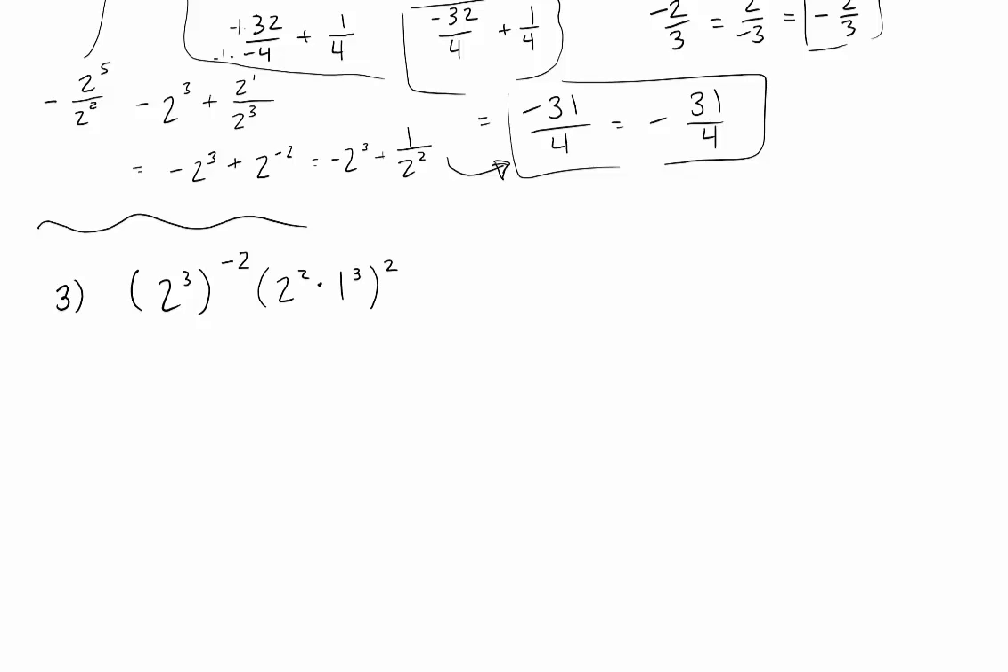All right, so order of operations, we're going to work on our parentheses first. So inside my first set of parentheses I have, well, 2 cubed is just 8, and that's to the negative 2, and I'm going to multiply that by 2 squared is 4, and then 1 to any power is still 1, and that's squared. And since I know that when I have a negative exponent, I put a 1 over and then make that positive, I'm going to make that 1 over 8 squared, and then I'm multiplying that by 4 times 1 is just 4, and then 4 squared is 16.